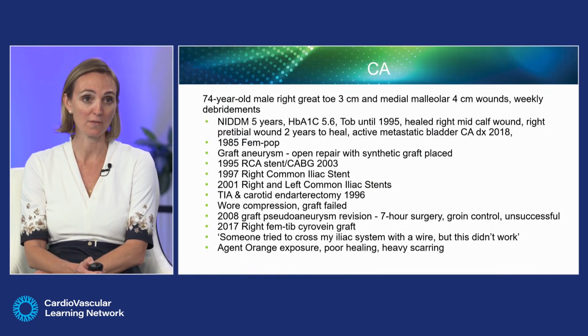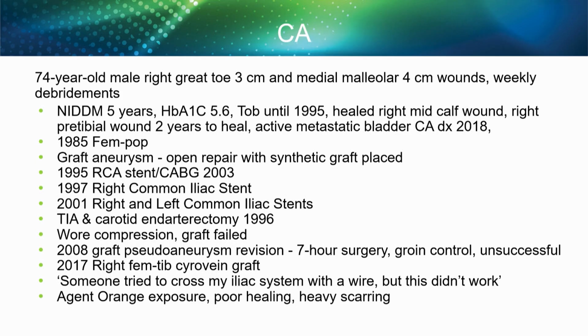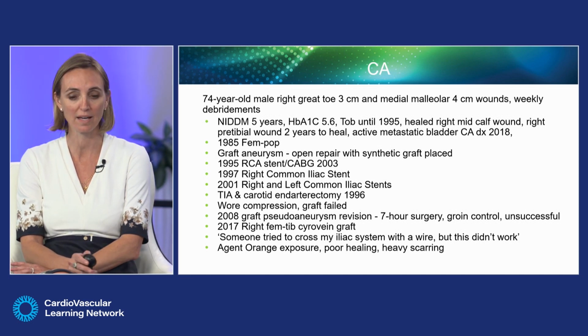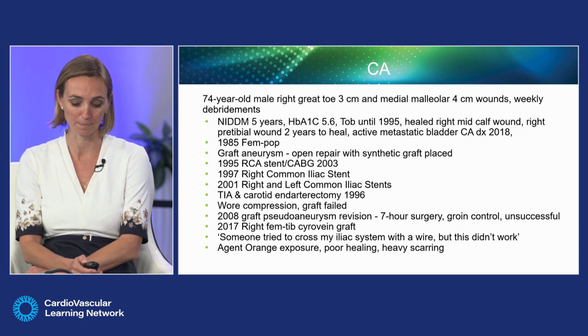The first one is a 74-year-old male. He had a right great toe 3 centimeter and a medial malleolar 4 centimeter wound. Two wounds. He was undergoing weekly debridement. He had critical limb ischemia for many years. He's diabetic, but his hemoglobin A1C was 5.6. He was relatively controlled. He was no longer a smoker. He had had previous healed wounds, and he has active metastatic bladder cancer. He was diagnosed in 2018, but it was really not a big part of his life. His leg wounds were really his primary issue.